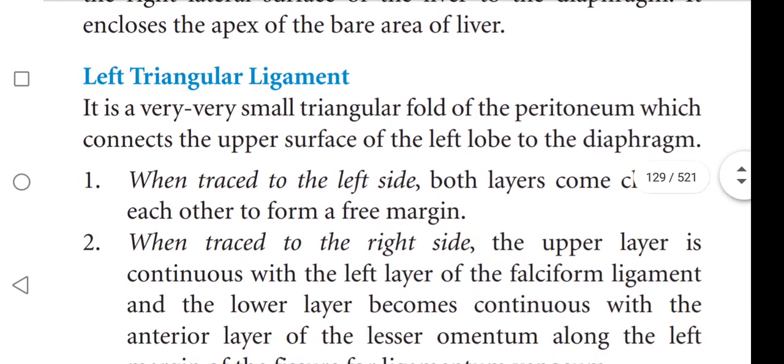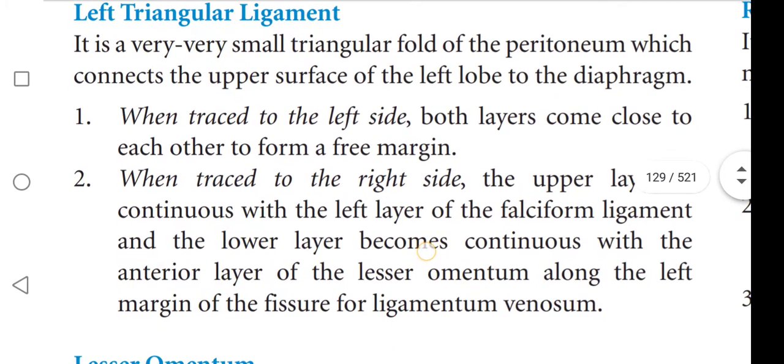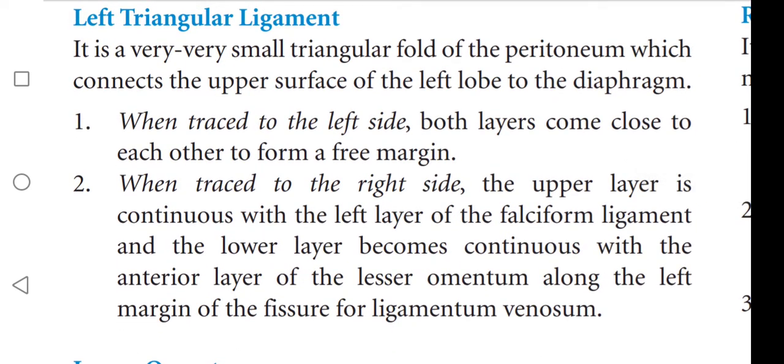Next, left triangular ligament. It is a very small triangular fold of the peritoneum which connects the upper surface of the left lobe to the diaphragm. When traced to the left side, both layers come close to each other to form a free margin.